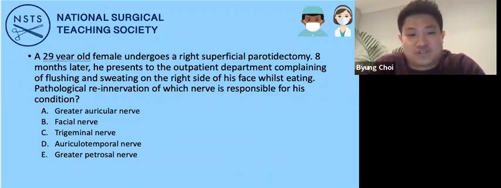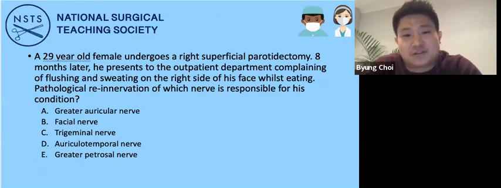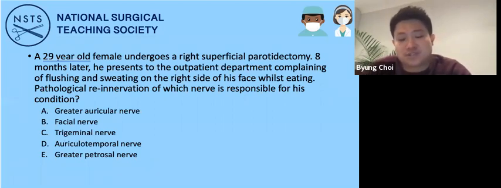So moving on to this question. A 29-year-old female undergoes a right superficial parotidectomy. 8 months later, she presents to the outpatient department complaining of flushing and sweating on the right side of her face whilst eating. Pathological re-innervation of which nerve is responsible for this condition? So you have A, greater auricular nerve, B, facial nerve, C, trigeminal nerve, D, auriculotemporal nerve, and E, greater petrosal nerve. So I'll give you about 40 seconds for this one.